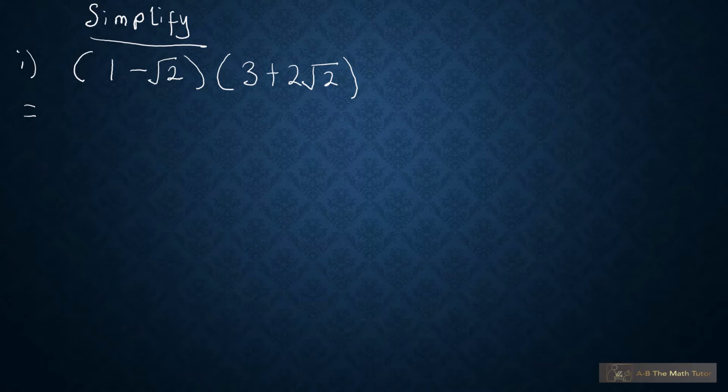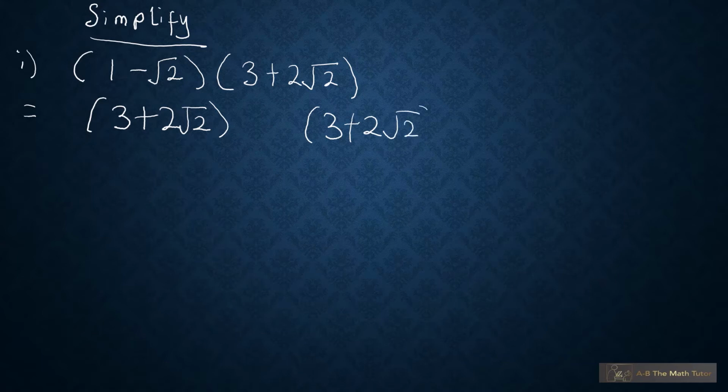So in this case, we are going to choose the second term and we are going to write the second term twice. So let's do just that. We have 3 plus 2 root 2, and then we're going to write it again. 3 plus 2 root 2. And then we would distribute the subterms of the other term across these two expressions. So we have 1 multiplying the entire expression here and negative root 2 multiplying the entire expression there.